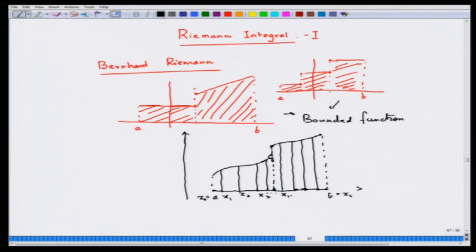So what Riemann did was, he said okay, the function is bounded. So whichever partition I take, the function has a maximum value and a minimum value. Here the minimum value is obtained at A. So taking this height as f(A), draw a rectangle. The same you do with the point x1. The function here is increasing, so the minimum value is at x1. Here too the function is increasing, so you take it here.